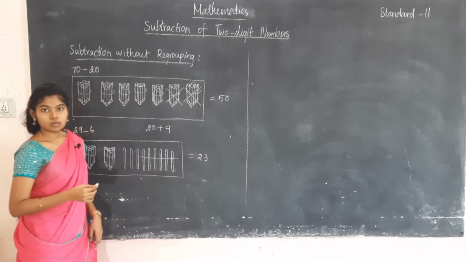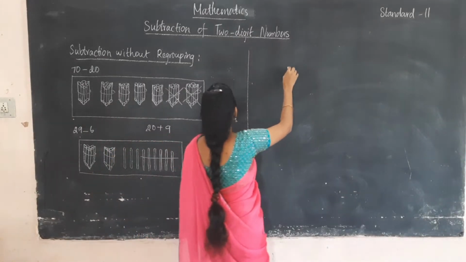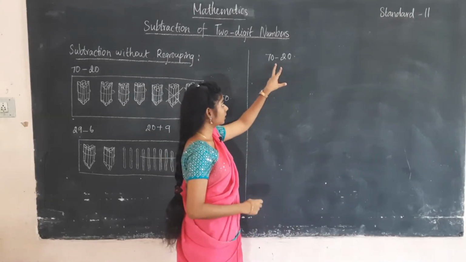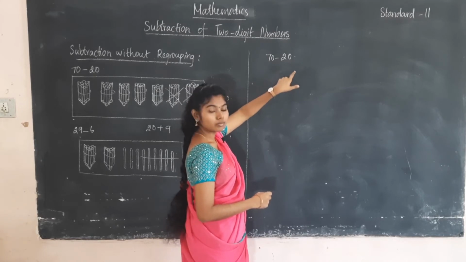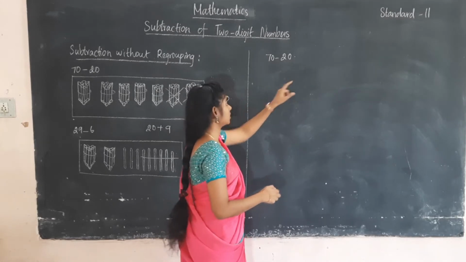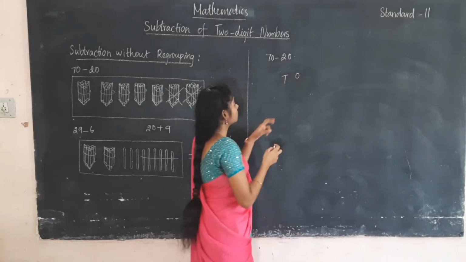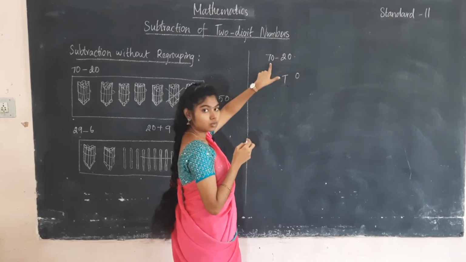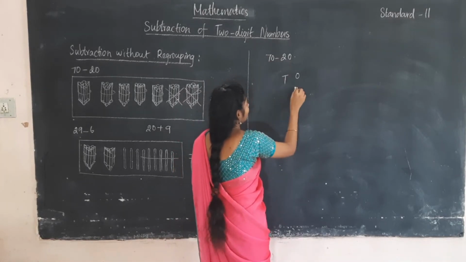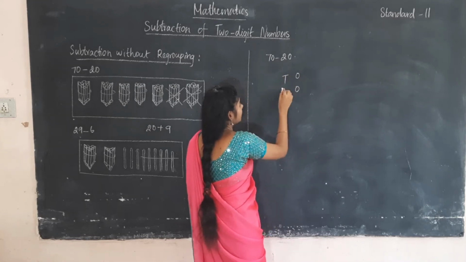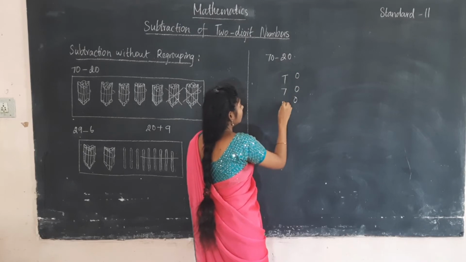Now we are going to use the place value chart to find the answers. Take this same example: now we are going to subtract 70 minus 20. To subtract the numbers, what do we have to do first? We have to write the places. So write the places up to tens: ones and tens. Why are we writing up to tens? Because it is a 2-digit number. Now write the numbers in the places. 0 in the ones place and 7 in the tens place, and the next number 20. So write 0 in the ones place and 2 in the tens place.